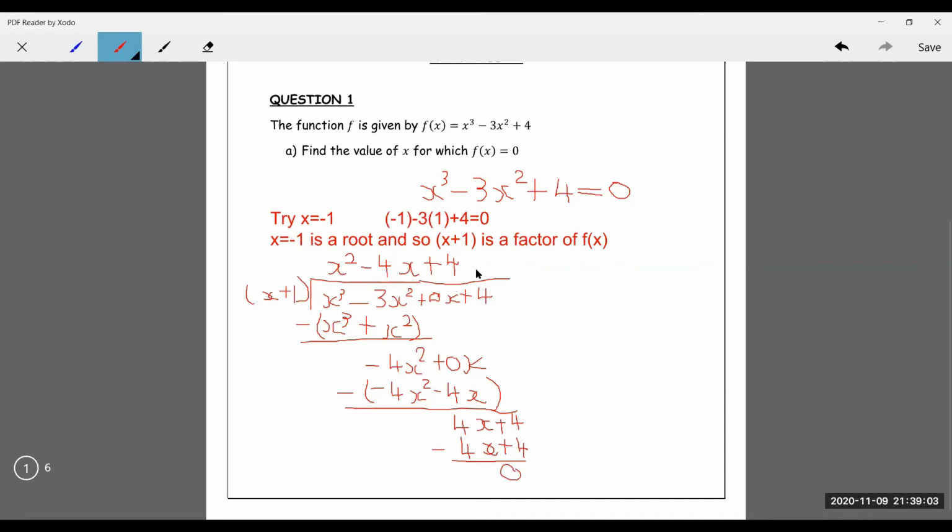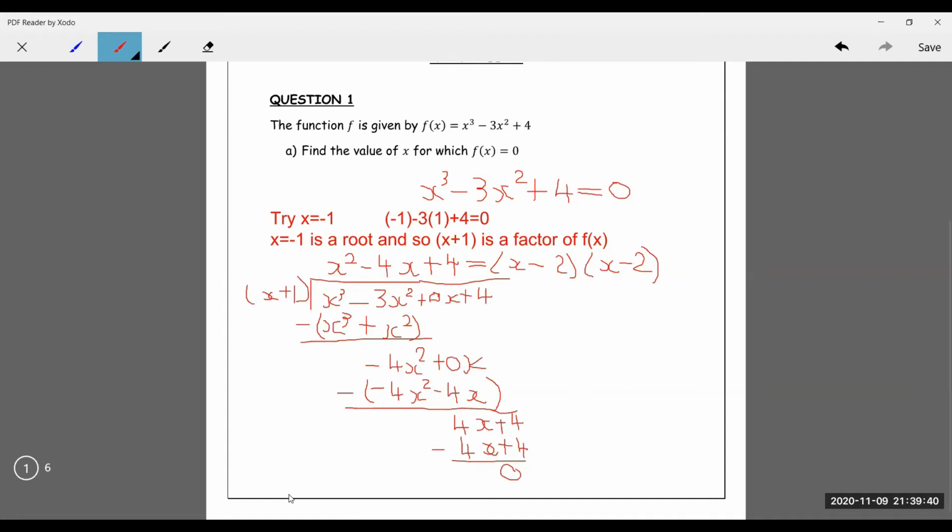Now, when we get to this, we can factorize the quadratic expression in the numerator, and factorizing that, it appears to be x minus 2 times x minus 2. And so the question had asked us to find the roots, and the roots that we found are x equals 2, x equals 2, and x equals -1.